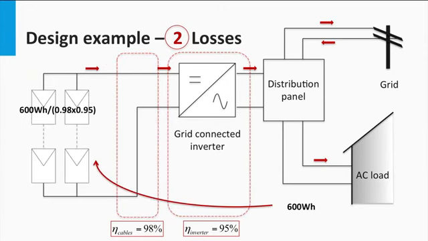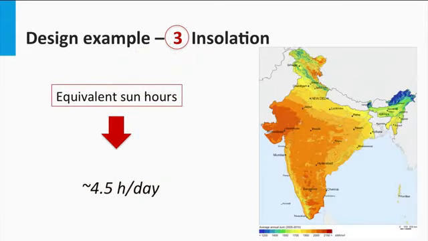Given the system component efficiency, we can then calculate the equivalent energy required from the PV panels as shown. This is basically nothing but the transposition of the energy before all these losses occur. Therefore, the total energy requirement for the PV array is 644.5 watt-hours.